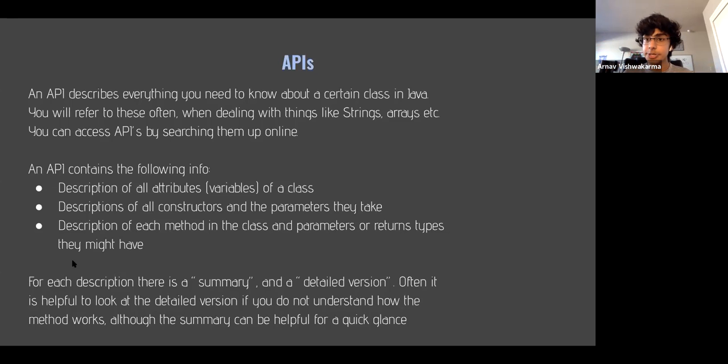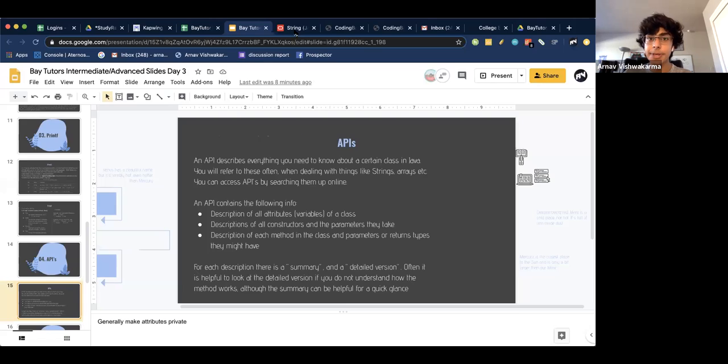So for each description in the API, there's a summary and there's a more detailed version. Often, if you don't know the method or you've never used it before, it's probably better to look at the detailed version, but at a quick glance, the summary is quite helpful. So now let's take a look at the string API.